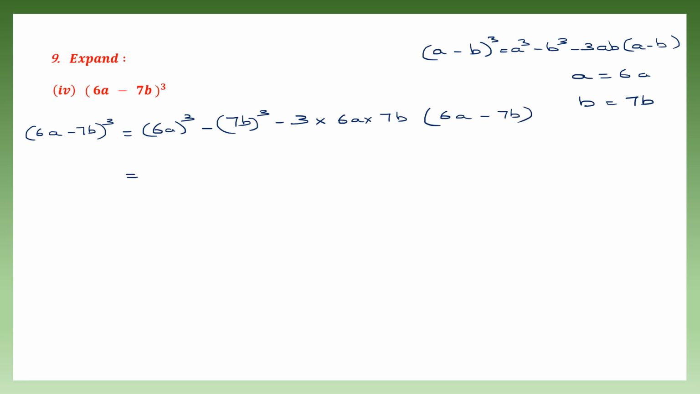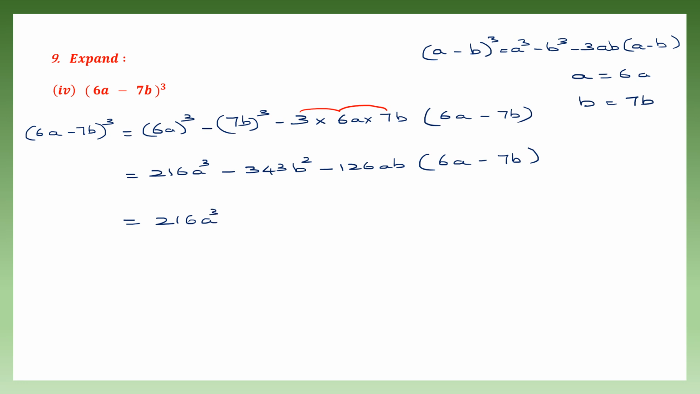6 into 6 into 6 is 216 a cube, minus 7 into 7 into 7 is 343 b cube. Now here the sign is minus. Let's multiply the numbers. 3 sixes are 18. 18 into 7 is 126, and we have a into b, ab. In brackets here we have 6a minus 7b. So here let's simplify further. This will remain the same. The second term remains the same.